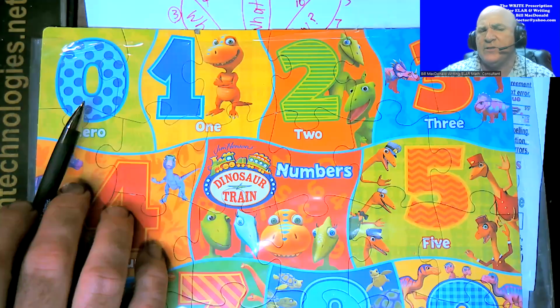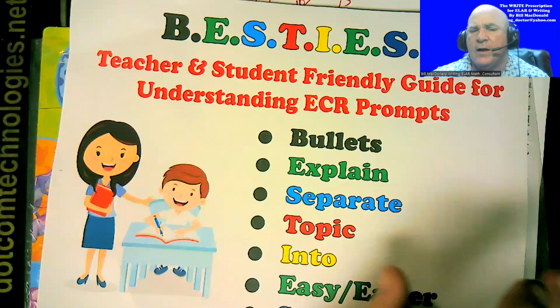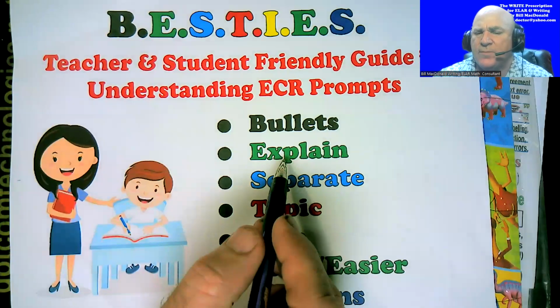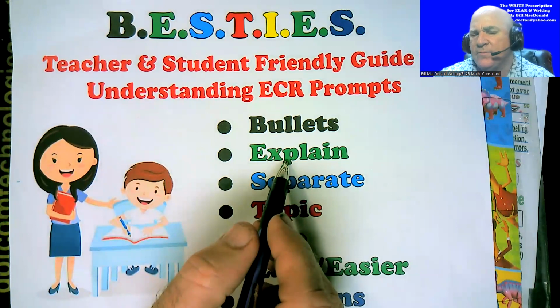Pay especially close attention to this 0, because even though that's not a bullet, that's something that I want to bring out. And we'll do it right now. The next thing that they have to look for is the word explain. In the old days, they had to look for the word write.